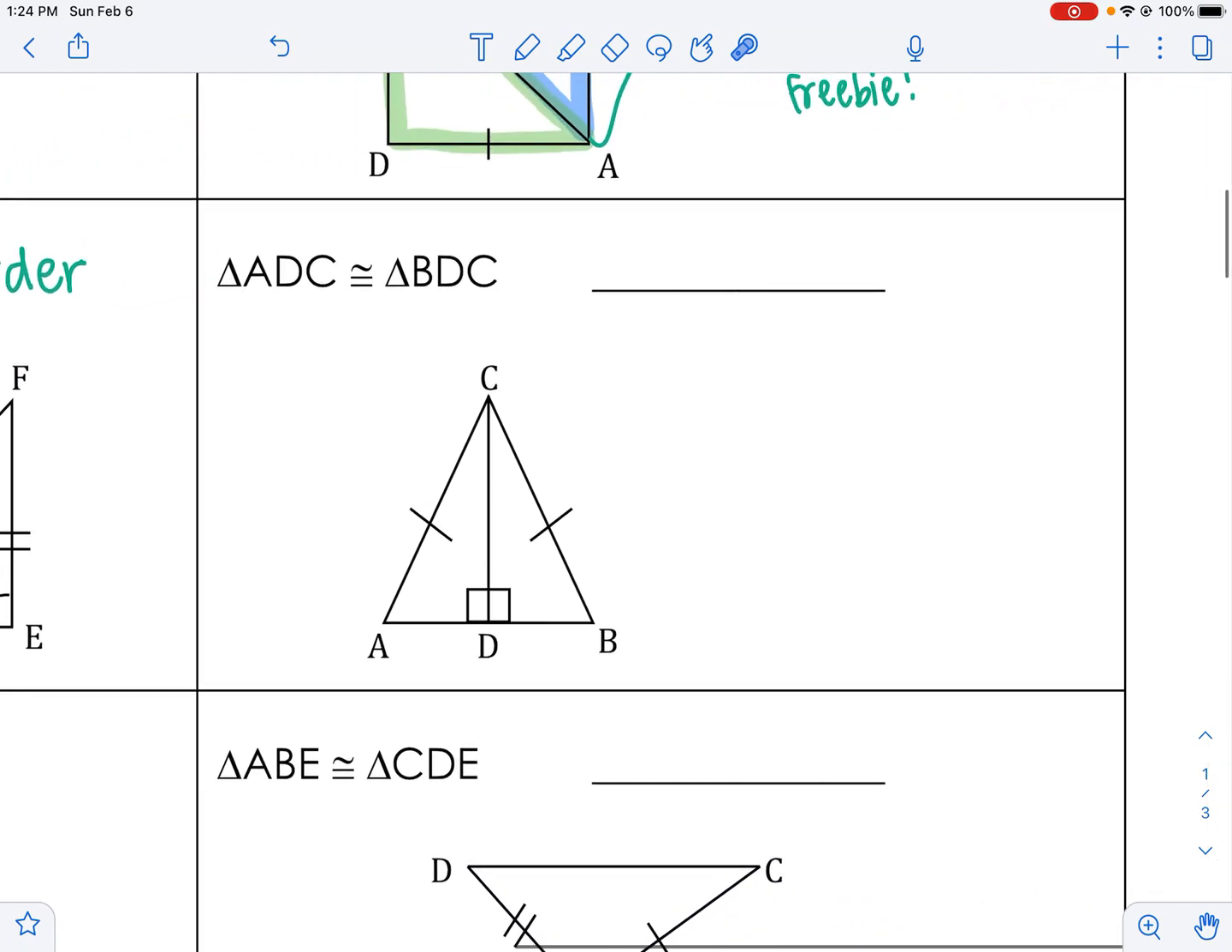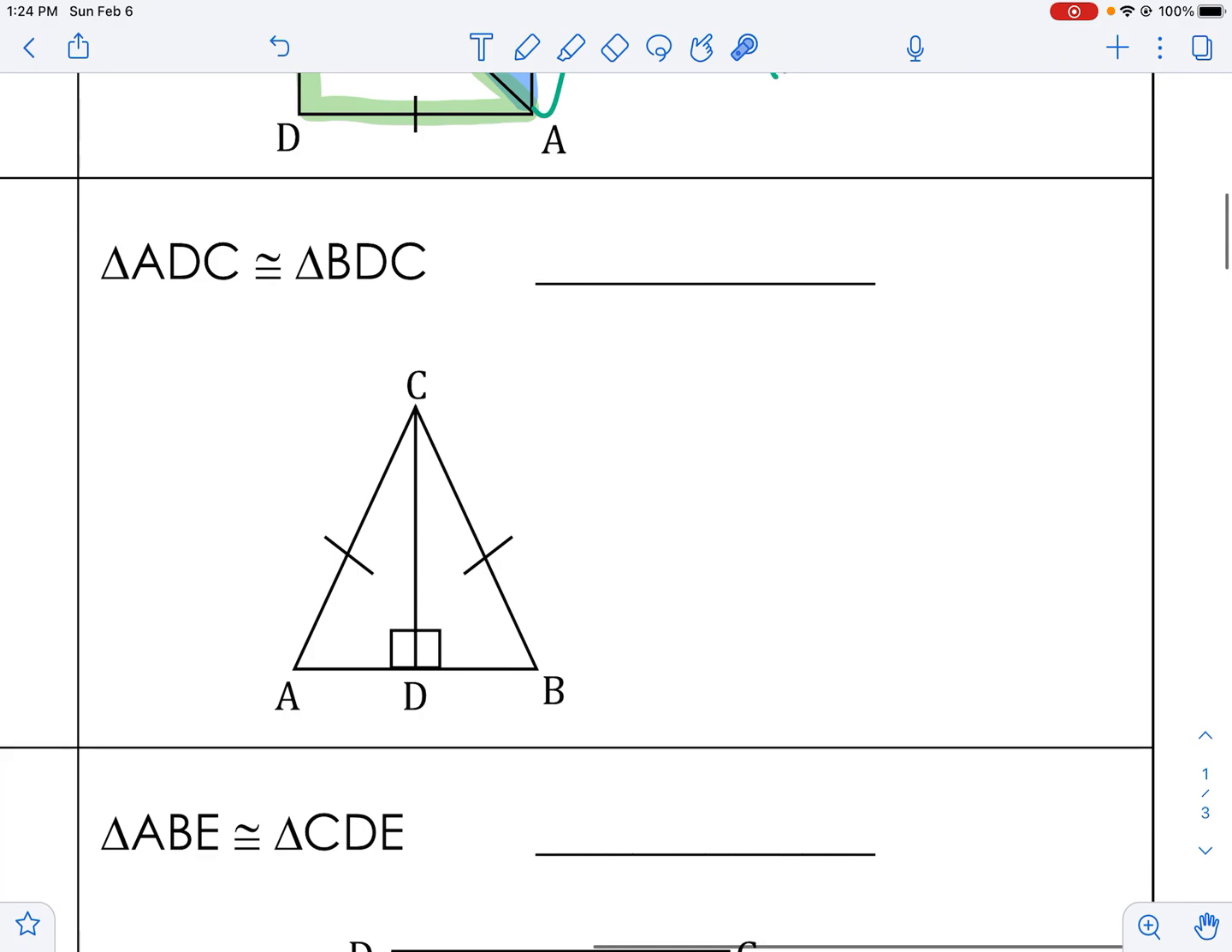Taking a look at this next one, ask yourself first, are there any freebies that we have that we could mark? And we do have a freebie. It's right here. They share that side, so I'm going to go ahead and add in some ticks right there. And remember, that's reflexive property.